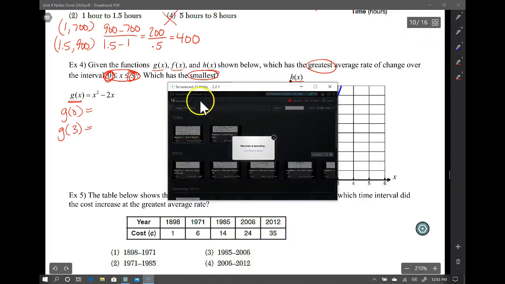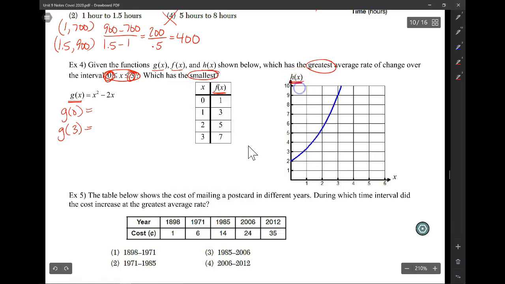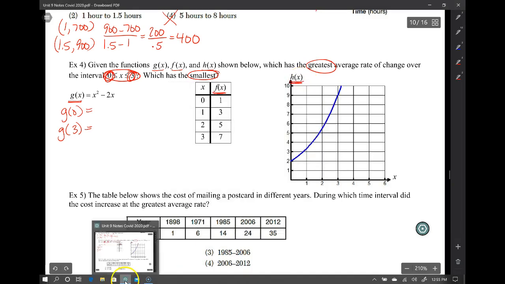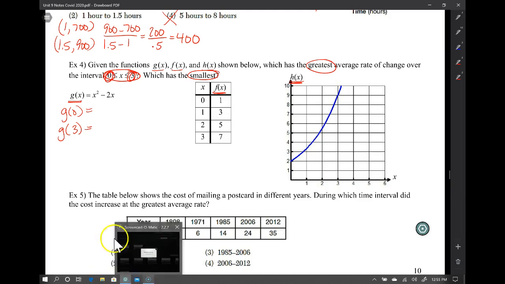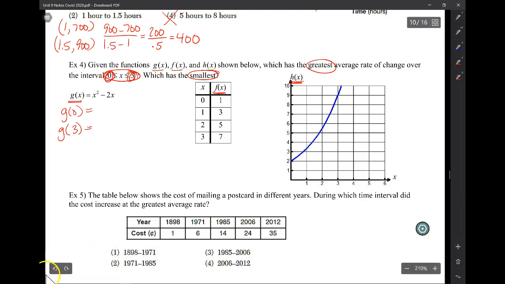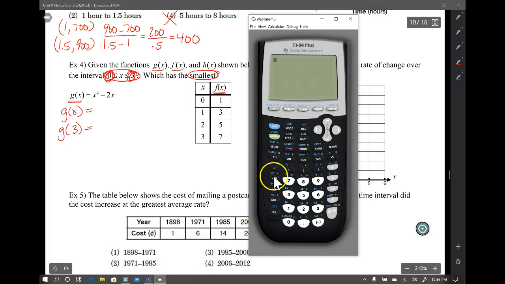You can either type it in, which I would not suggest. Nope, I didn't want to do that. Oh no, did I X that out? Hold on. All right, sorry about that. I had to open up my calculator.